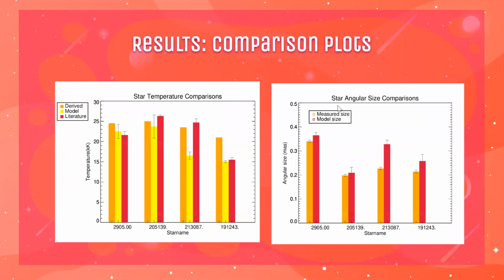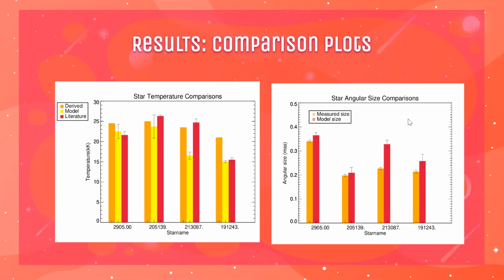Here come the results. We have two comparison plots. The first bar chart shows the derived temperature versus the model temperature versus the literature temperature. In general, the derived temperature is greater than the model temperature. So this fits our hypothesis that the model underpredicts the temperature.